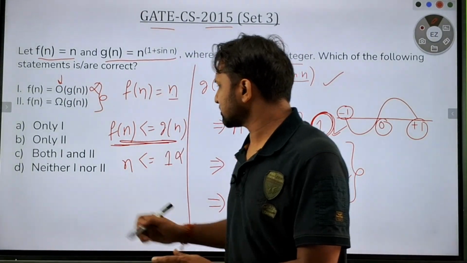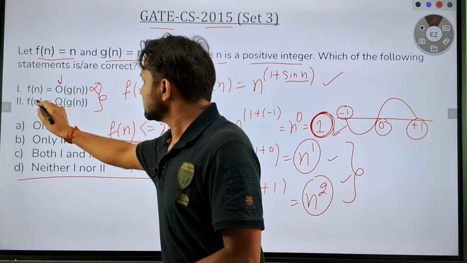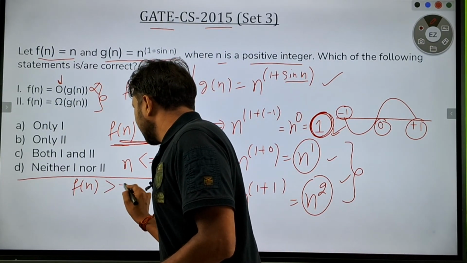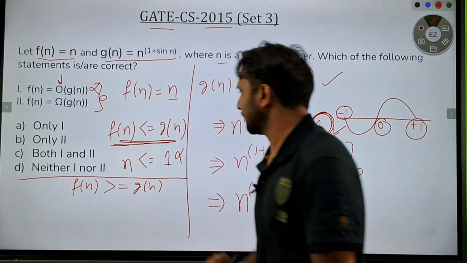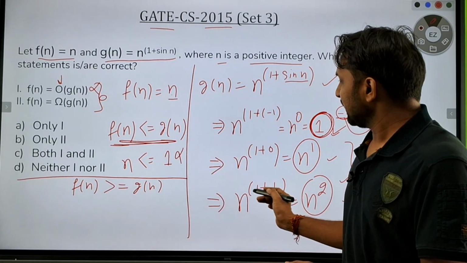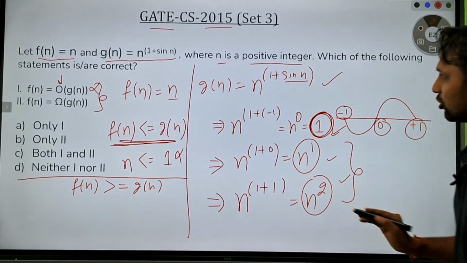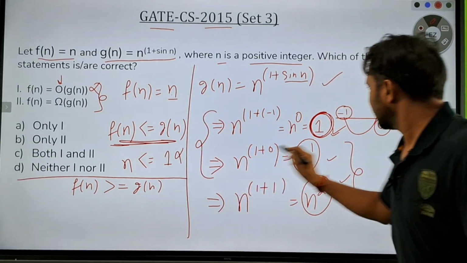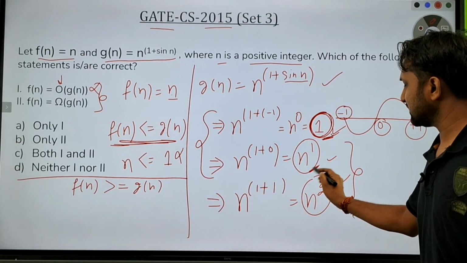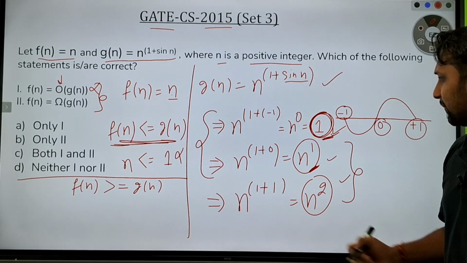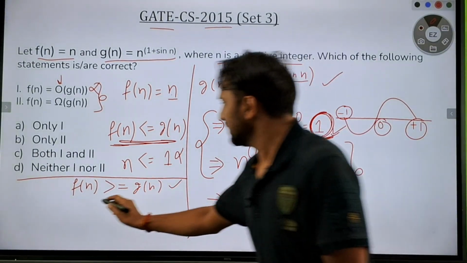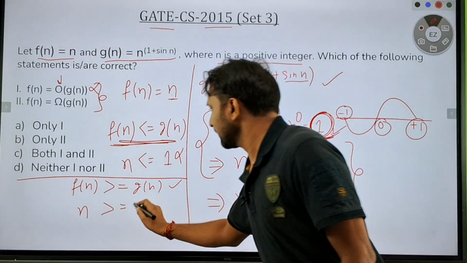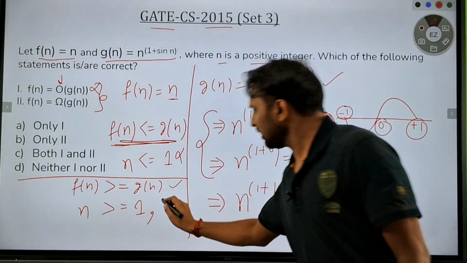Let me check out the second statement. The second statement is big omega. Big omega says that the left-hand side will be either greater than or equal to the right-hand side. We know this thing. Now let me see if this is satisfied in all cases or not. If you notice carefully, when g(n) equals 1 or g(n) is n, this condition is satisfied. f(n) is n, which is greater than or equal to 1, and also greater than or equal to n, that is equal to n.